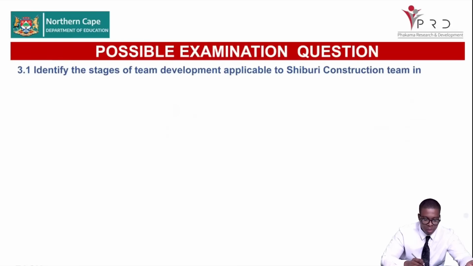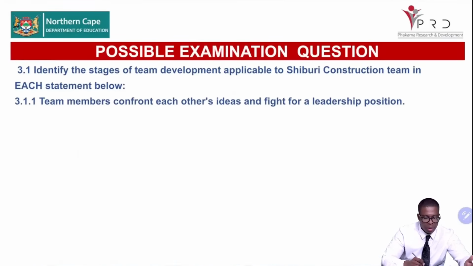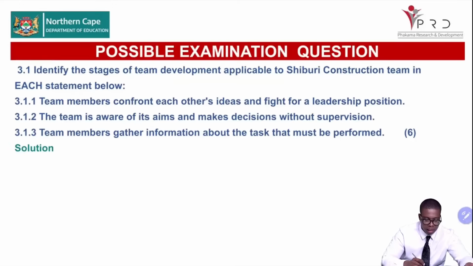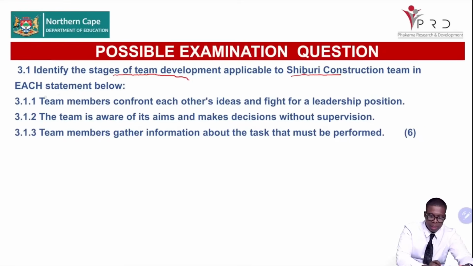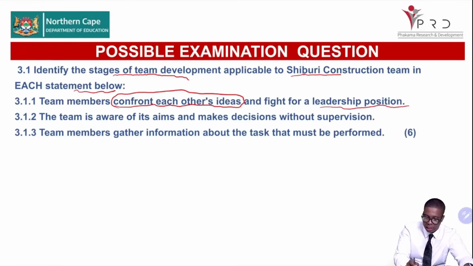Then another one now is a statement-based question on the stages of team development. You have the following stages of team development, and with these stages, you should know how to identify them from the scenario. Now, the question says, identify the stages of team development applicable to the Shiburi construction team in each statement below. Team members confront each other's ideas and fight for leadership position. Then I'm underlining keywords for you and circling them so that you see how we got to the answer. The team is aware of its aims and makes decisions without supervision.